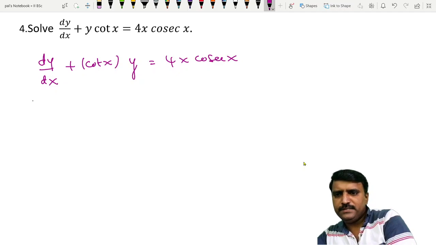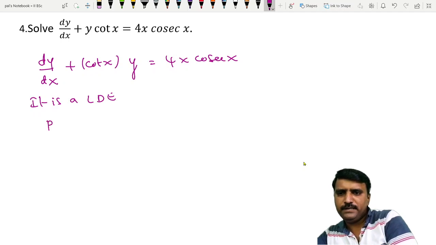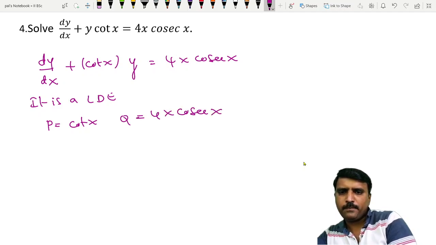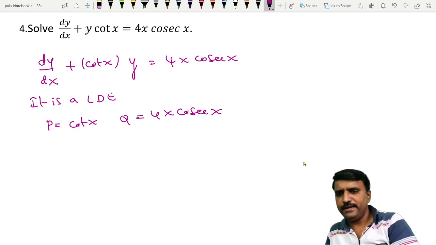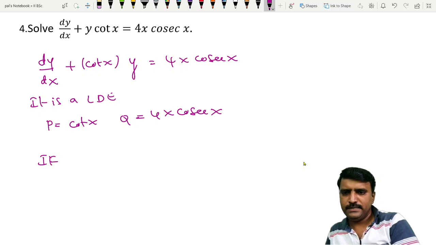Yes, it is a linear differential equation. It is a linear differential equation with the P in this case being cot x, and Q in this case being 4x cosecant x. Right? So now find the integrating factor first. Integrating factor is equal to e to the power integration of p dx.